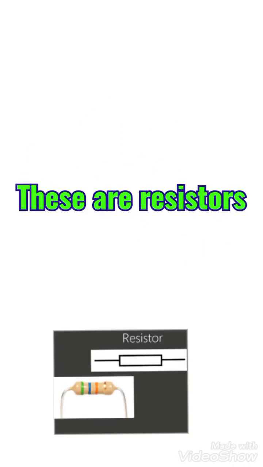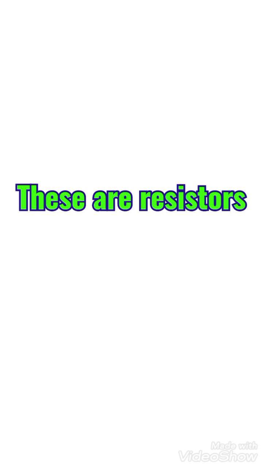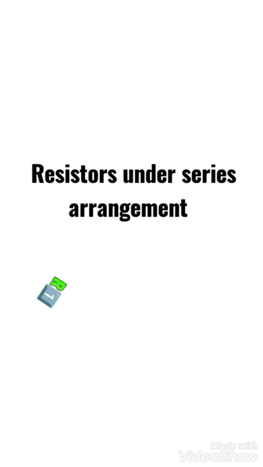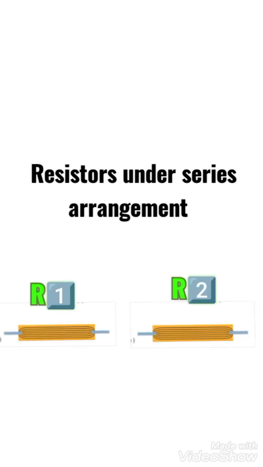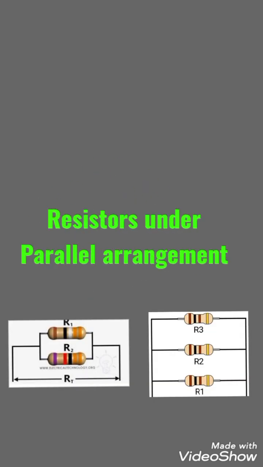These are resistors. These are what we call resistors. These are resistors under series arrangement. They are connected one after the other. One comes after the other. These are resistors under parallel arrangement. They are connected across each other and they must meet between 2 points of the circuit.